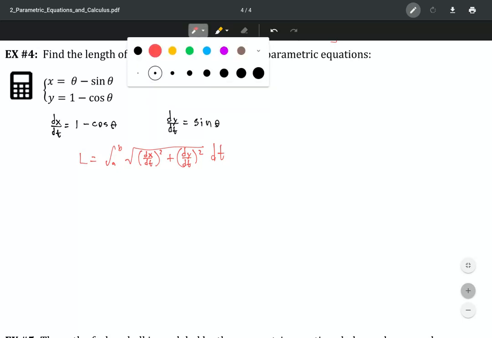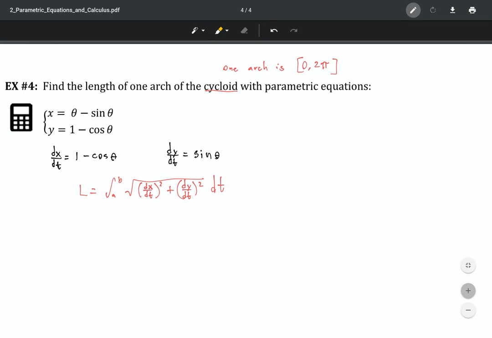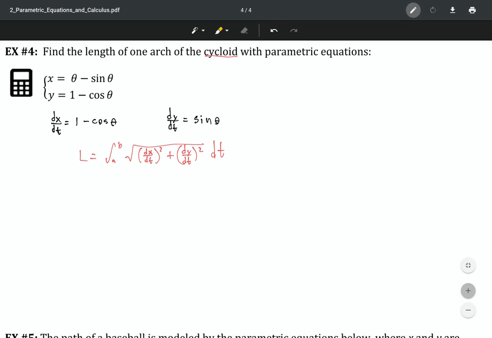So now, all I want to do is just plug everything into the formula and remember that I'm going to go between 0 and 2 pi in that integral, all right? So I have between 0 and 2 pi, I'm going to square 1 minus cosine theta. dy is going to be sine theta, and I'm just going to square that also. And in this instance, I'm taking the integral with respect to d theta.